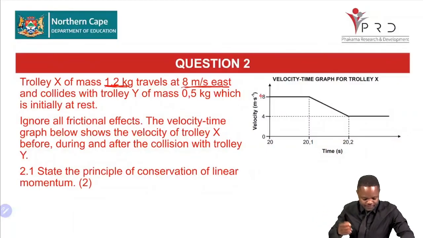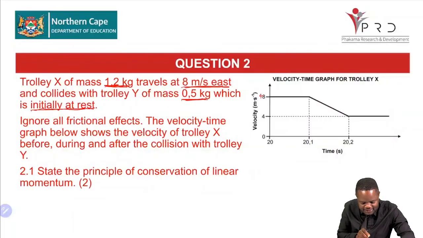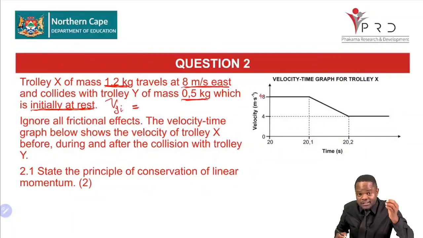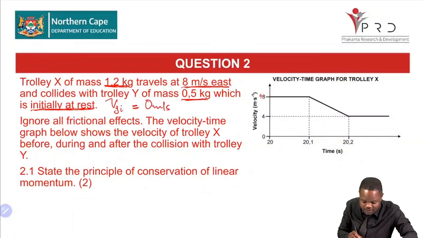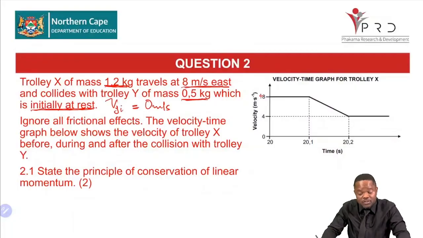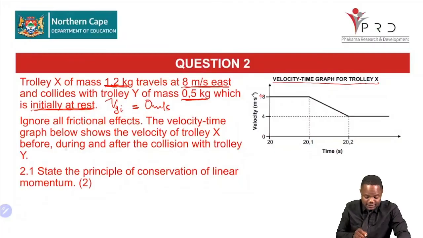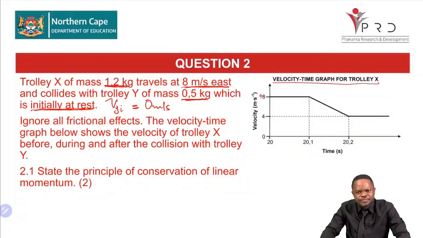Are we following? And it collides with trolley Y of mass 0.5 kilograms initially at rest. And that is telling us something about the initial velocity of Y. What is it telling us? Grade 12, what is the velocity of Y? It is at rest. Therefore, its velocity is 0 meters per second. Take note, that is the initial velocity of our Y. And then ignore all frictional effects. The velocity time graph below shows the velocity of trolley X. I'm sure we can see that from the title then. Before and during and after the collision with trolley Y.